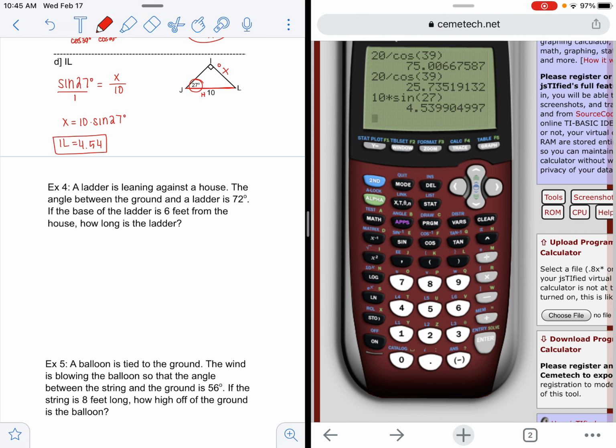Okay, here it says a ladder is leaning against a house. The angle between the ground and the ladder is 72 degrees. If the base of the ladder is 6 feet from the house, how long is the ladder? Okay, so let's draw what this looks like. Now, usually I just automatically draw a right triangle, like so.